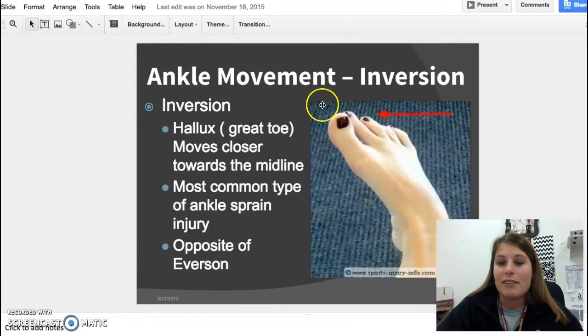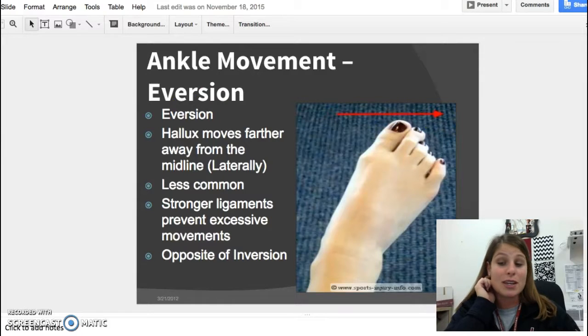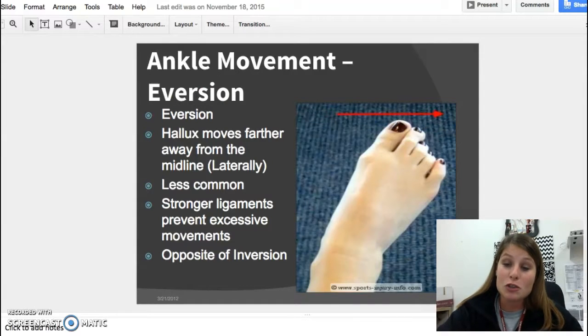So we have inversion, toe pointed towards the midline, and the opposite is eversion, toes pointed away from the midline. Like I said, this is also going to become important in the ankle sprains because we're going to learn the different anatomy associated with both of these movements.